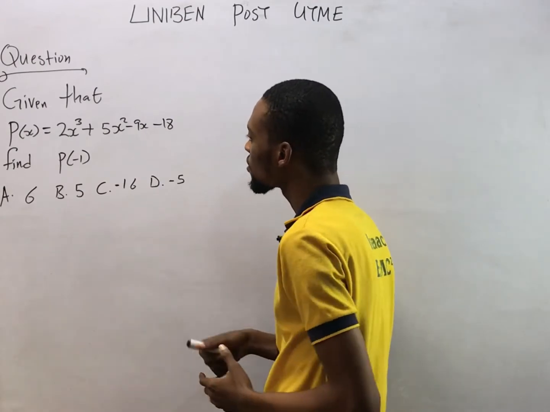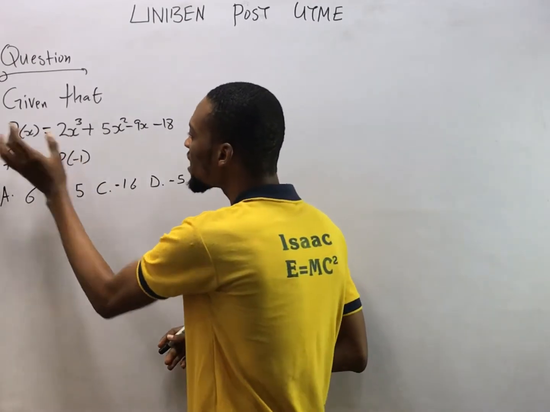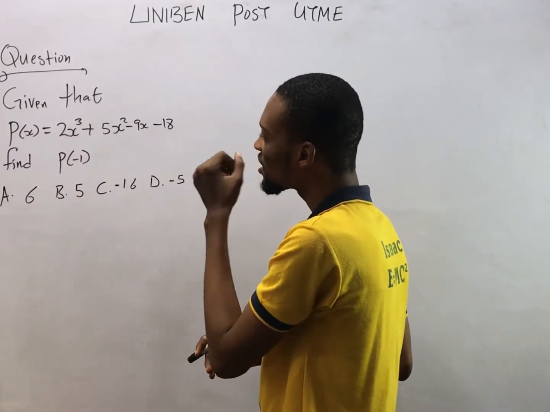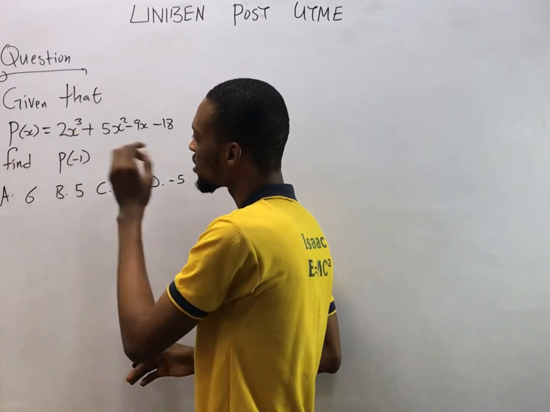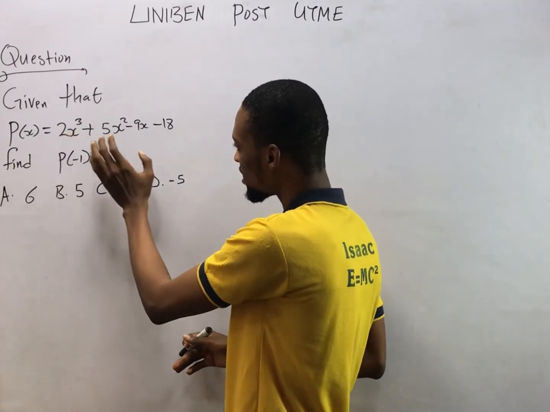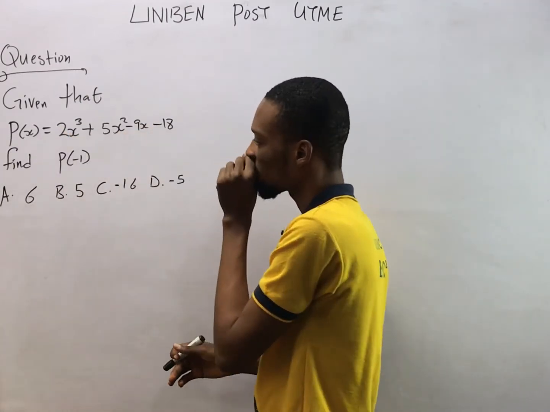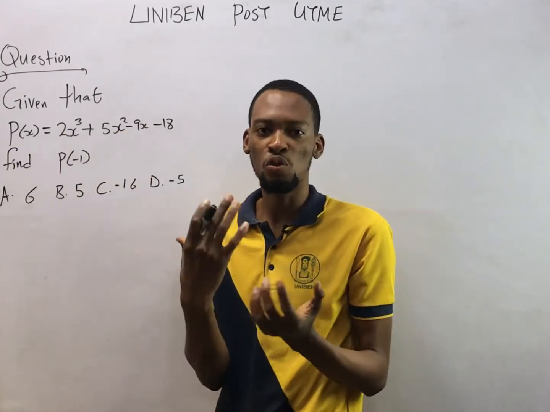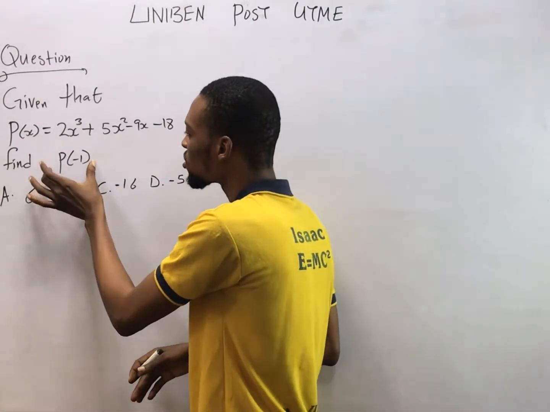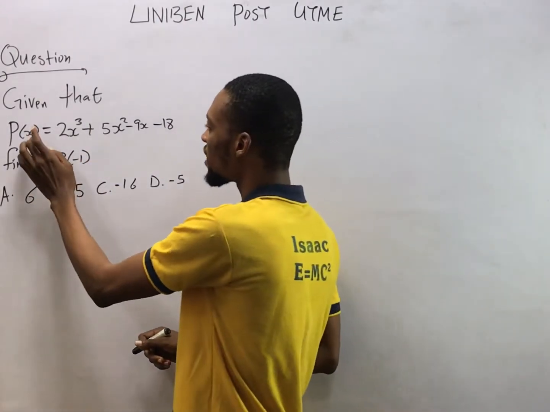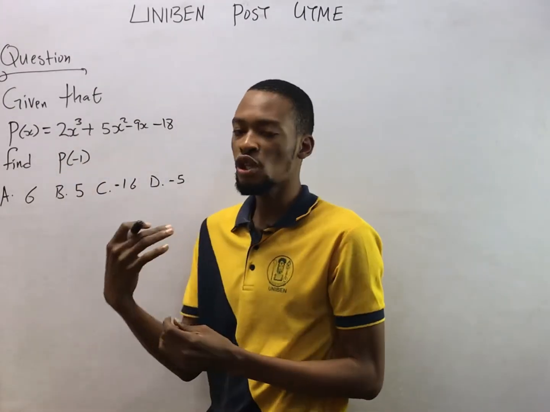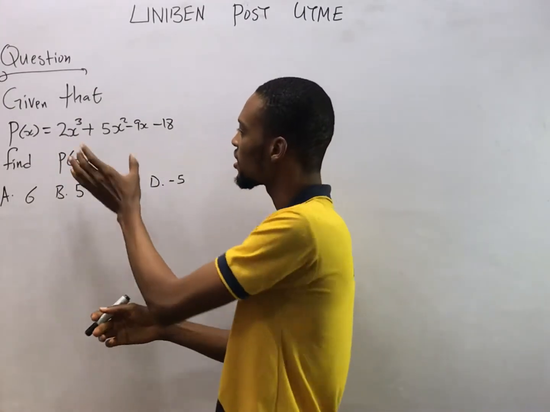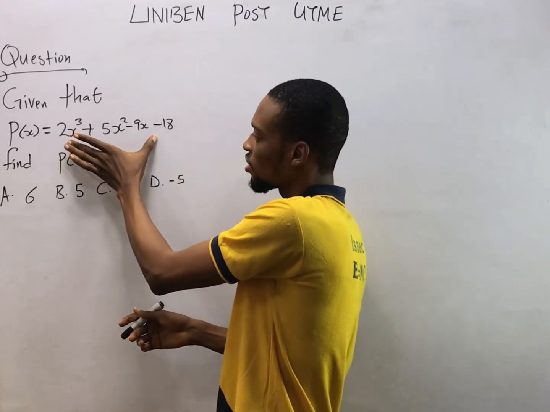These are the options. It says P of s equals this. It means that this expression is equal to P of s. That means we are having s here, we are having s here, and we are having s. But that's not what we want. We should look for P of minus 1. Instead of s, put minus 1. In this case, we are substituting minus 1 for s in this polynomial.